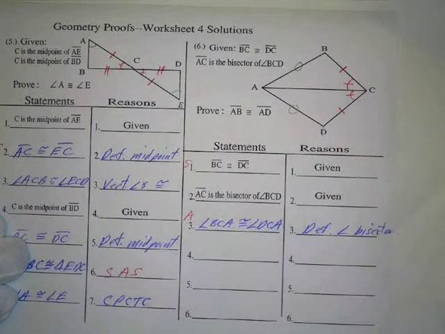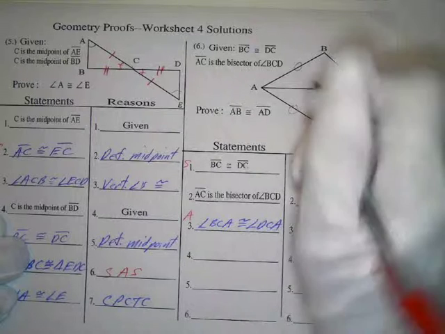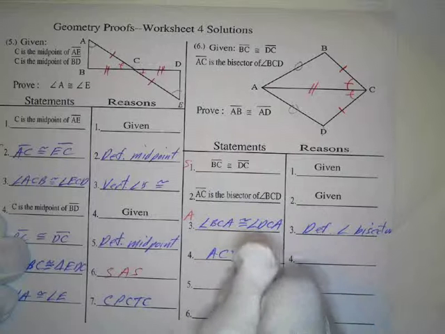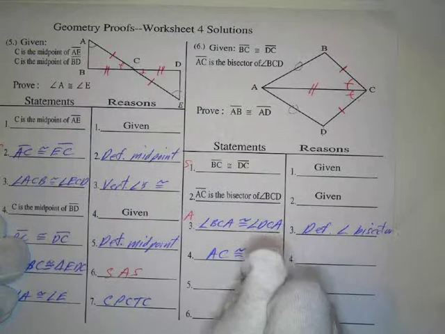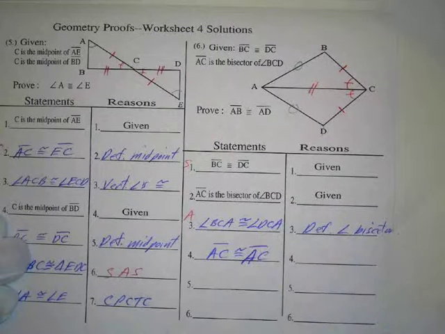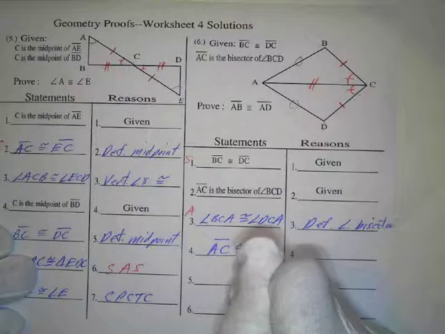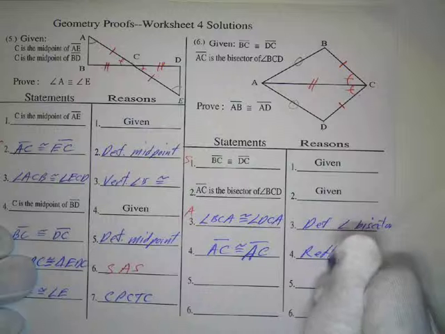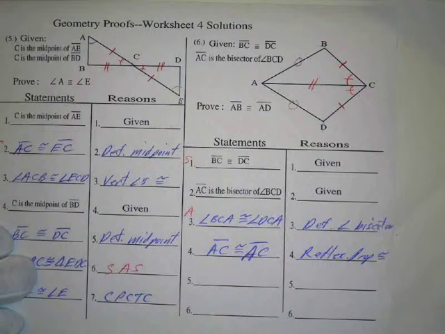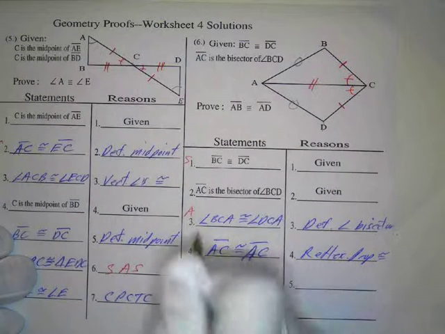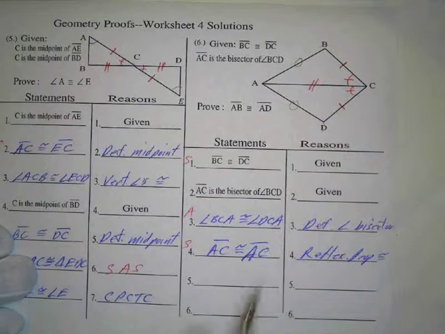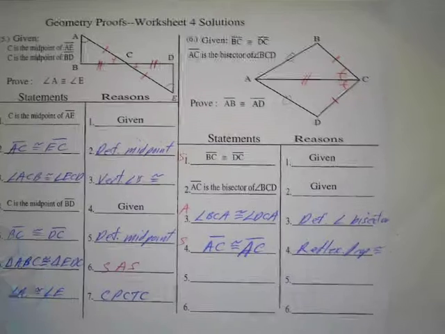And then we've got our good old reflexive property. AC is congruent to AC. So segment AC is congruent to segment AC, and that's the reflexive property of congruence. And that's going to give me my other side. So now I've got side, angle, side. So now I know that these two triangles are congruent. I just have to make sure I write the congruence correctly.